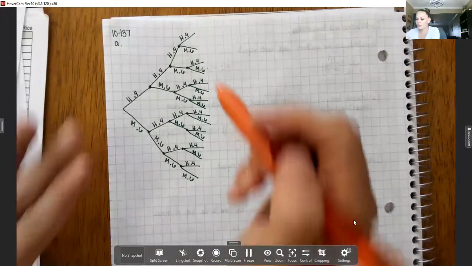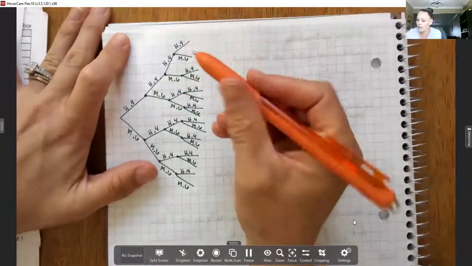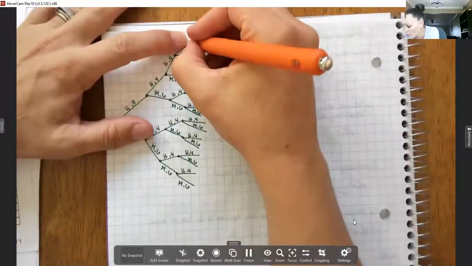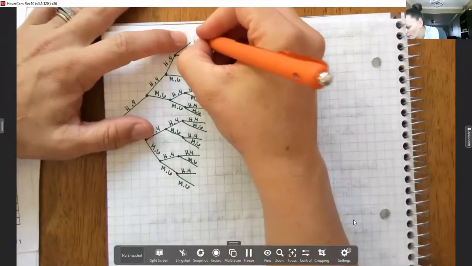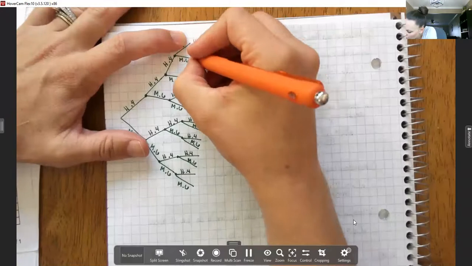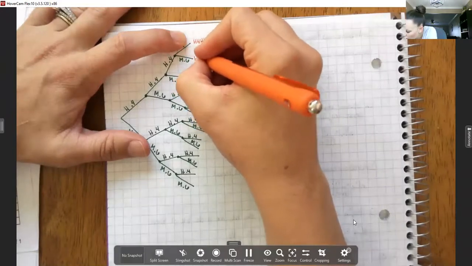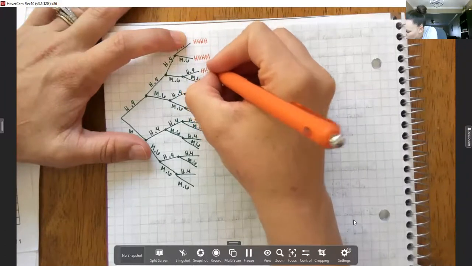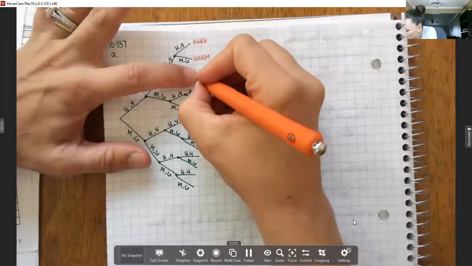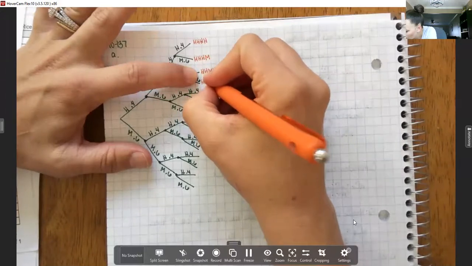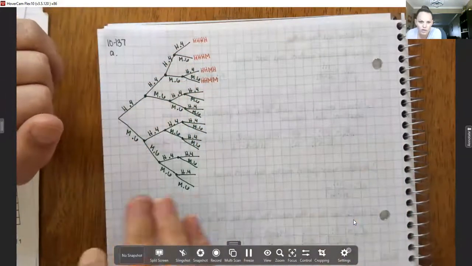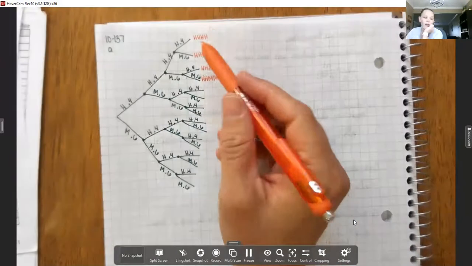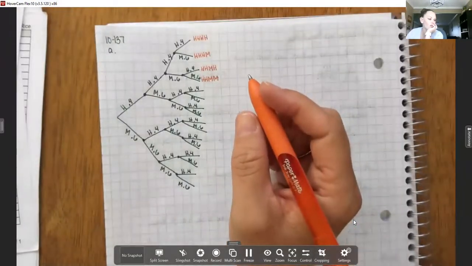I'm not going to write the numbers on each of these, but I am going to write out what each one is. So like this top one would be hit, hit, hit, hit, 4 H's. This second one is H, H, H, M. Here we have H, H, M, H. H, H, M, M. So go through and write out what would be on the end of each of those.